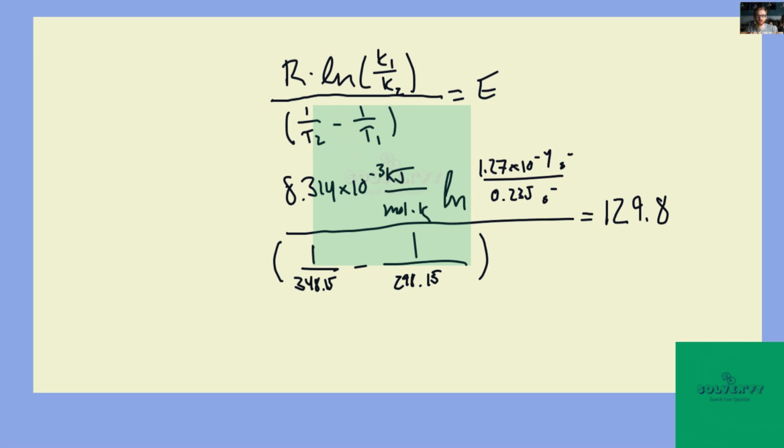129.8. How many sig figs should we have? It looks like the rate constants imply 3 sig figs. If the temperatures are exact beyond there, yeah, it's probably going to want, this should be 130 kilojoules per mole. Exactly.